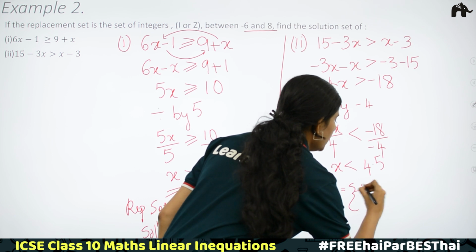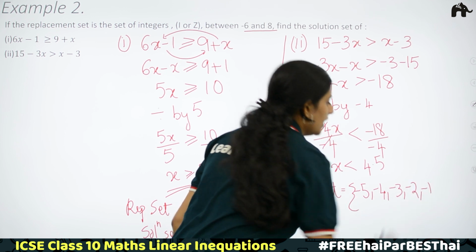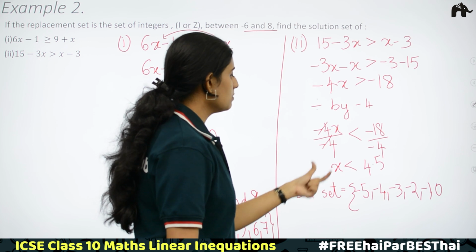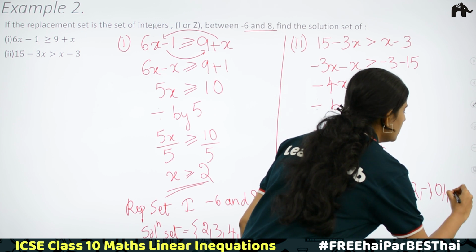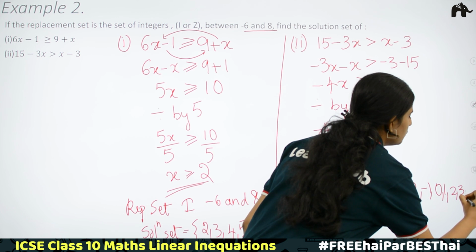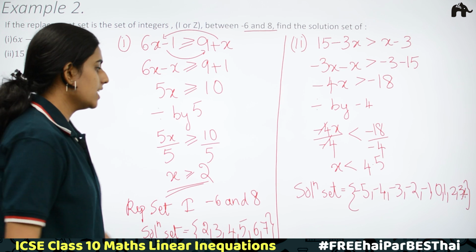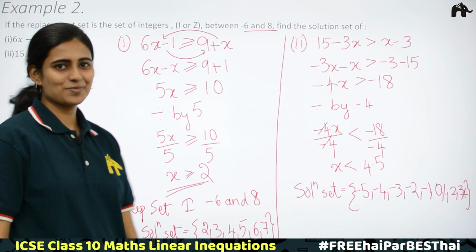We have -5, -4, -3, -2, -1, 0. Now the positive numbers such that it should be less than 4.5. You will have 1, 2, 3 and 4. Okay, this is the solution set in the second case. Clear? Very simple, right? Yes.